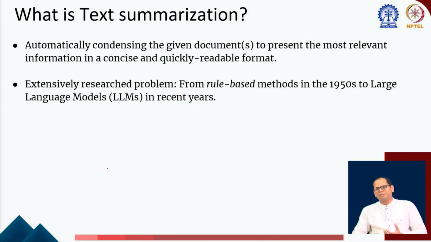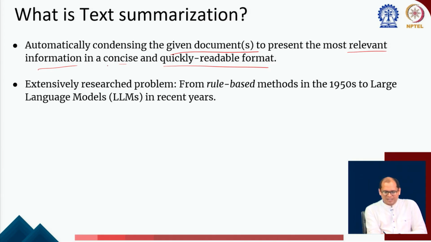So how do we typically define text summarization? Typically we have a given document. It can be a set of documents also, multiple documents together, and we want to condense the information present in these documents in a very concise and quickly readable manner. So I want the most relevant information, and that is the summary, in a very concise and quickly readable manner. Now summarization has been researched a lot. Lots of approaches and lots of benchmarks exist for this problem. Methods from rule based methods to large language models have been used for this task.